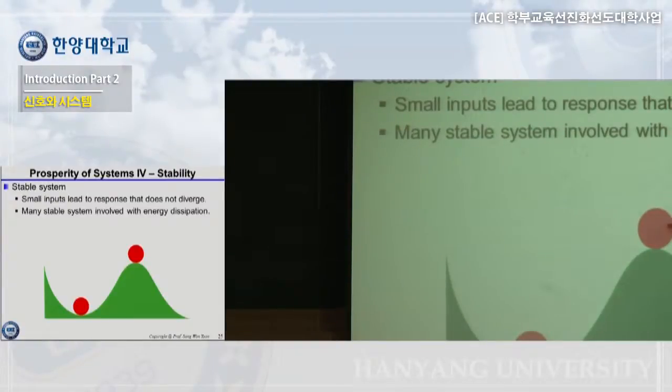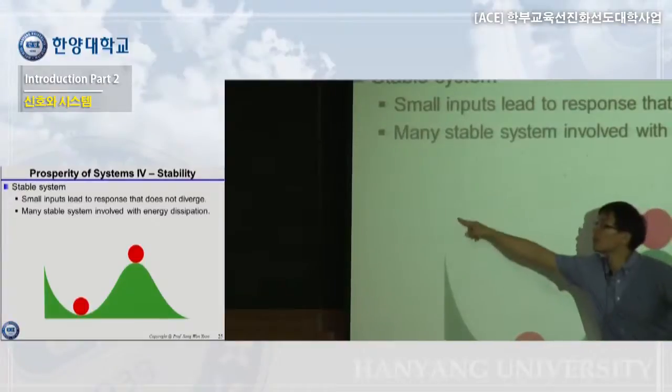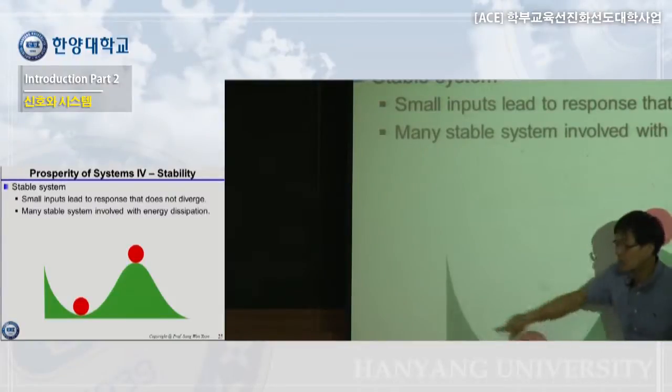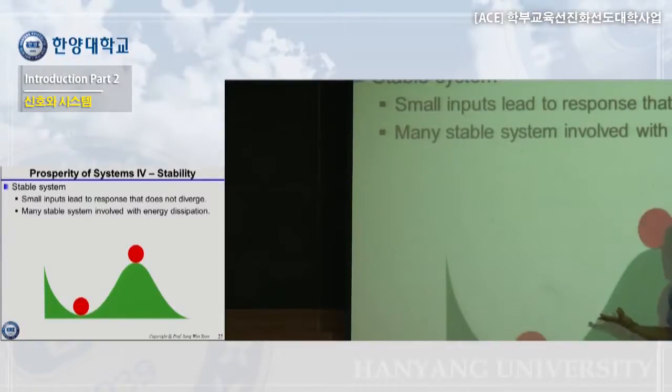In this one, if you apply a small input, they go to here, but never go back to here. Of course, you can apply a big hit, and they bounce and maybe come back, but there's very little chance they go back to this position. They usually go back like this. That's what they mean. Many stable systems involve energy dissipation, because when you go back to here, even though you apply small energy, if the energy does not dissipate, if energy is conserved, for example, they always go back and forth continuously. So we sometimes need energy dissipation, typically a damper or resistor.